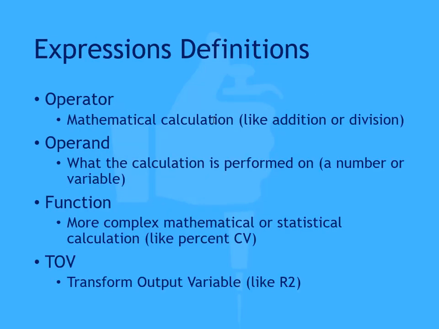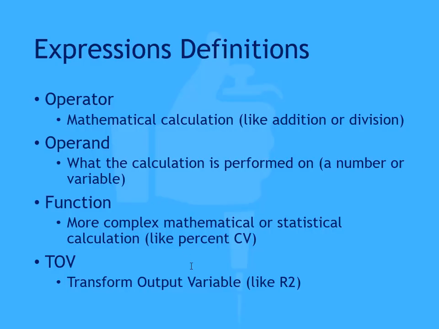A couple of quick definitions to get started with expressions. An operator refers to a mathematical calculation, like addition, subtraction, multiplication, or division. An operand is what the calculations are performed on, like a number or a variable. Variables can refer to matrices, positions, or samples. Functions are more complex mathematical or statistical calculations. These are simple ways of performing more difficult analyses, like for example, PCV will perform the percentage coefficient of variation calculation on the specified operand, taking the ratio of the standard deviation and the average and multiplying it by 100.